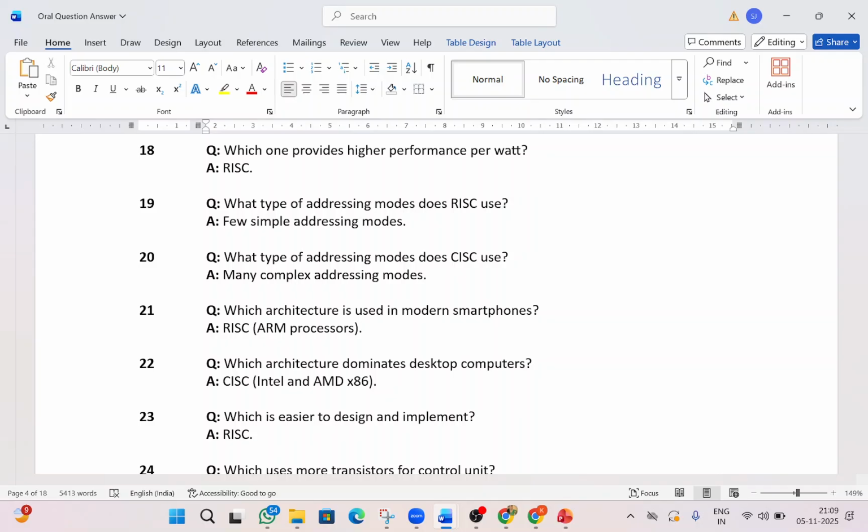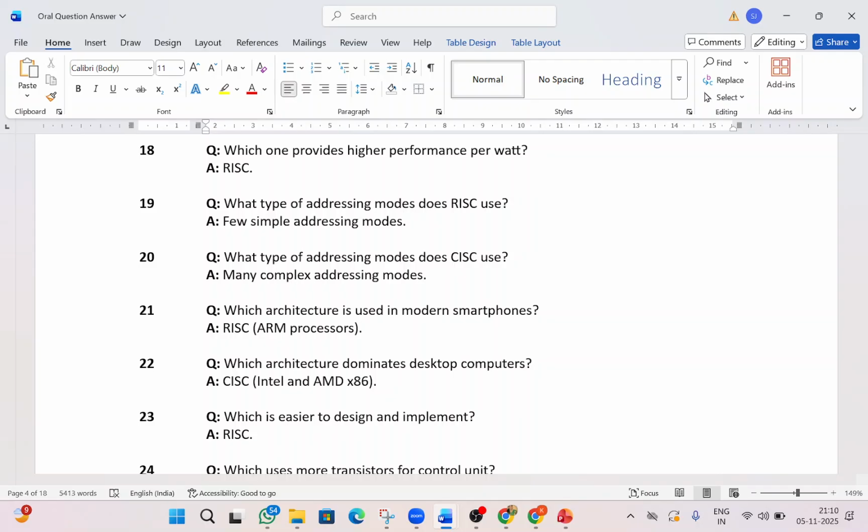Question number 22, which architecture dominates the desktop computer? That is CISC, Intel and AMD x86. Desktop CPUs prioritize versatility and backward compatibility, which the CISC architecture handles better.